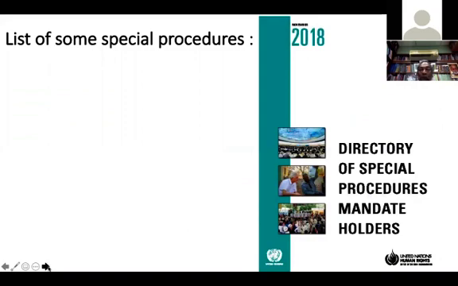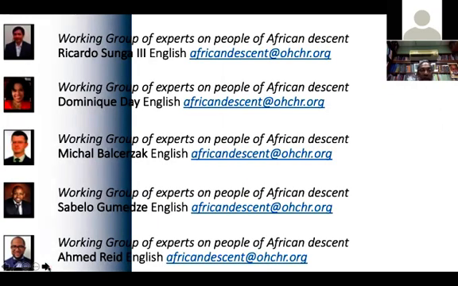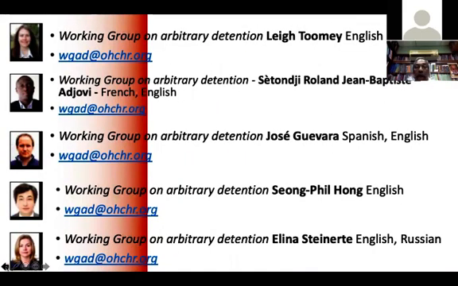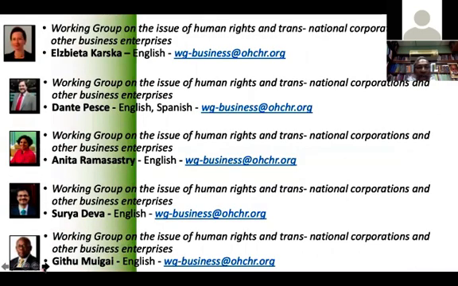Now you will see a whole list. I will not go through this list now. I will go fast, but just to show a working group. This working group is on the people of African descent. You have one person from different regions. So you can see they represent different regions. Working group on arbitrary detention, different people. Working group on human rights and transnational corporations and other business enterprises, different persons. Where you have Surya Dev, who is from India, now based in Hong Kong. He teaches in Hong Kong, Indian.